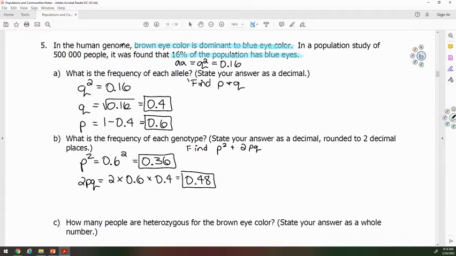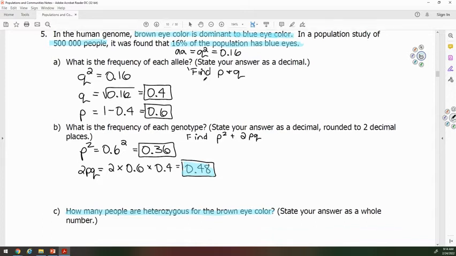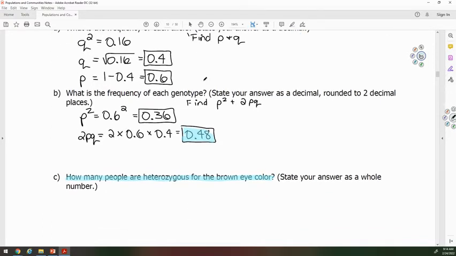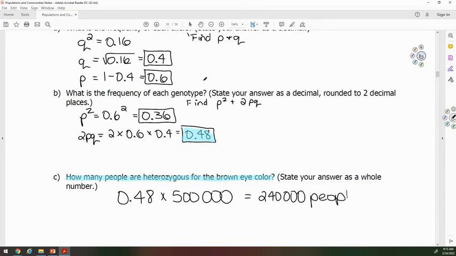In part C, we want to know how many people are heterozygous for the brown eye color. We have our value for heterozygous of 0.48. We're going to use that along with our total value of 500,000 people. So we'll multiply 0.48 times 500,000, and we find that 240,000 people will be heterozygous for the brown eye color.